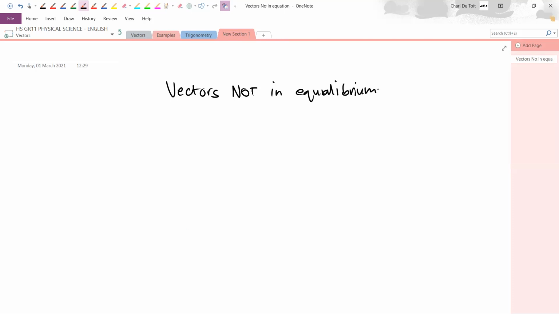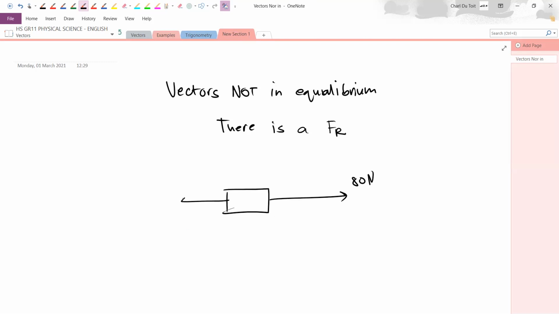In other words, there is a resultant vector. If I have a box here, someone's pulling it in that way at 80 newtons, someone's pulling that way at 40 newtons, then the box is not in equilibrium, it's not at rest, and the box will move in that way. So there will be movement. So that's one section of this chapter: working with vectors that are not in equilibrium. In other words, there's some movement happening.